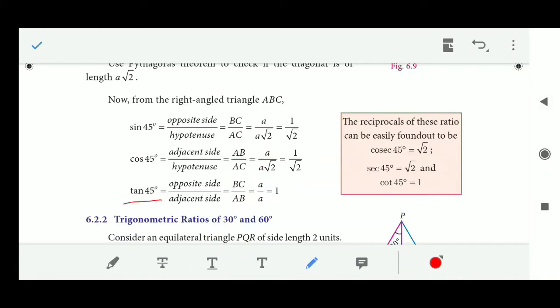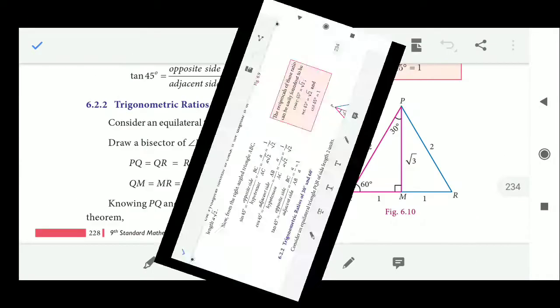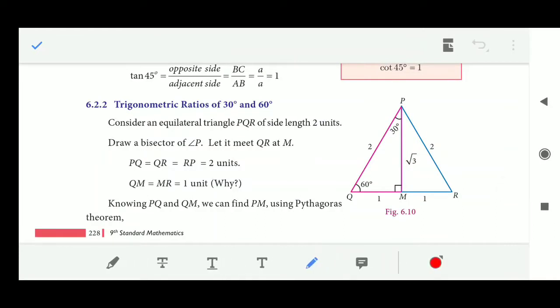If you look at the diagram, you will get this. Then for tan 45 degree, opposite side by adjacent side, which is A by A, on cancellation of A you will get answer 1. So tan 45 degree equal to 1. Next we are going to see about the trigonometric ratios of 30 degree and 60 degree.